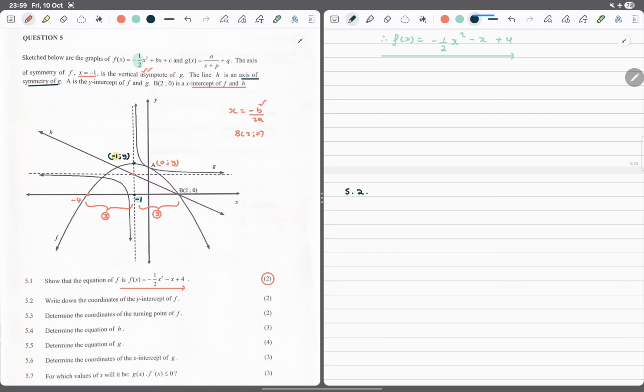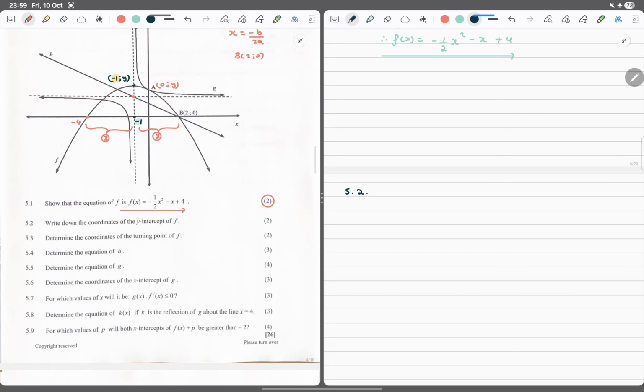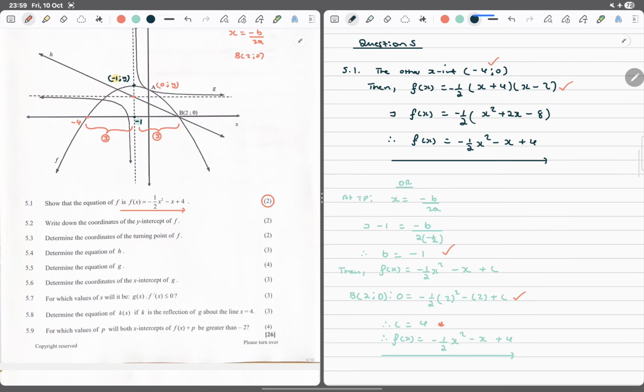5.2 says, oh, this thing filled up an entire page. Are we serious?